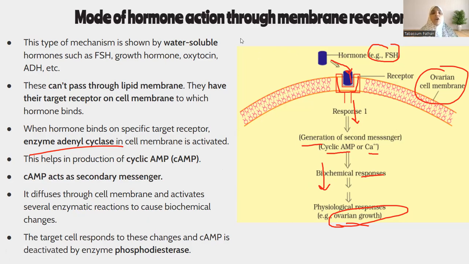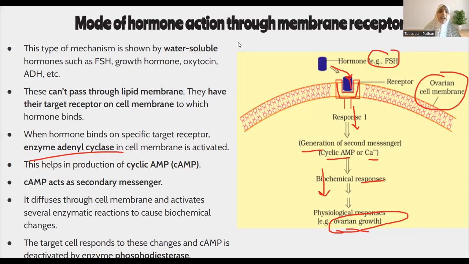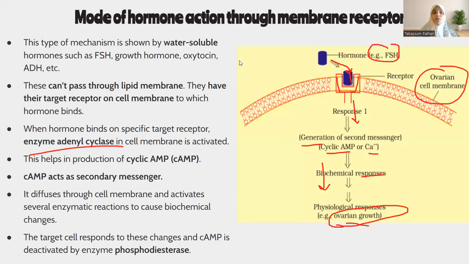So the hormone action which happens inside a cell is on a use basis. Whenever they are required, they will be secreted. When they are not required, they will be deactivated. Okay, so that was the mode of hormone action through membrane receptors. Now we move to the mode of hormone action through intracellular receptors.